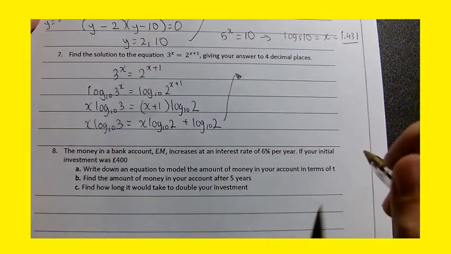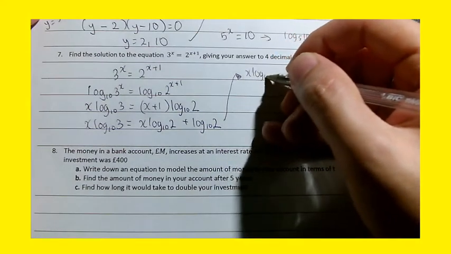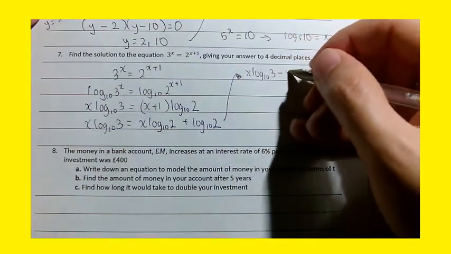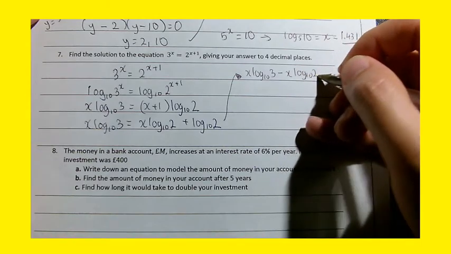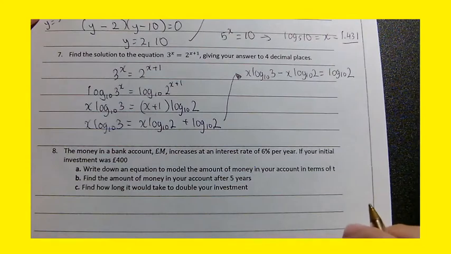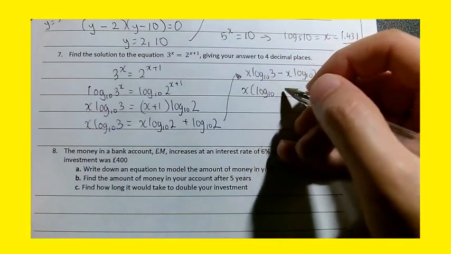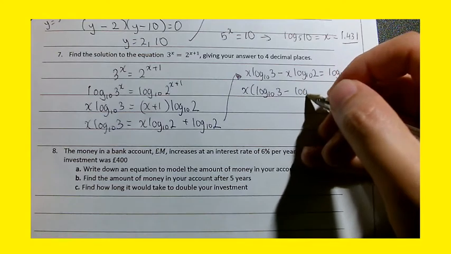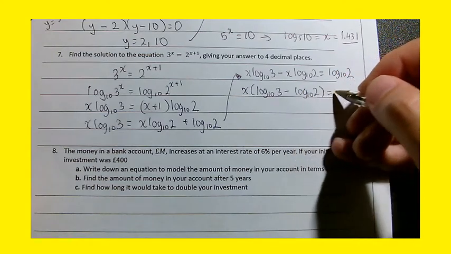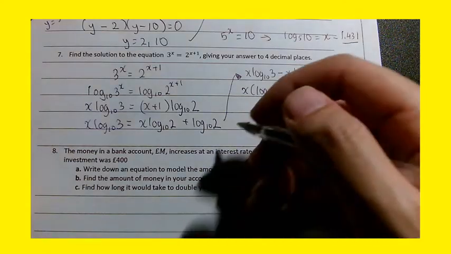I'm going to bring everything with x to the left hand side, and everything not with x to the other side. Remember, when we try to solve equations, we want to make sure we're getting the x on one side. Factorise out the x, and then divide through by that bracket.